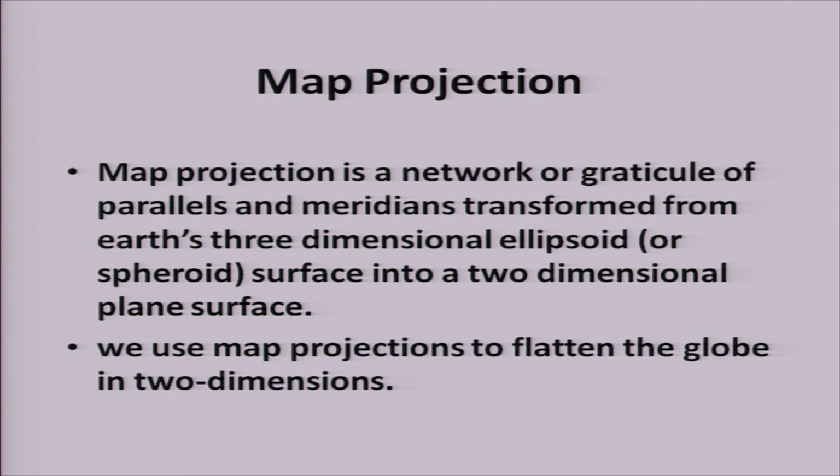Now, what is map projection? Map projection is a network of graticule of latitudes and longitudes when they are transferred from the Earth's three-dimensional ellipsoidal shape to a two-dimensional plain paper. So basically we try to flatten the three-dimensional Earth into a two-dimensional projecting surface, and that is map projection. And how do we divide this map projection?